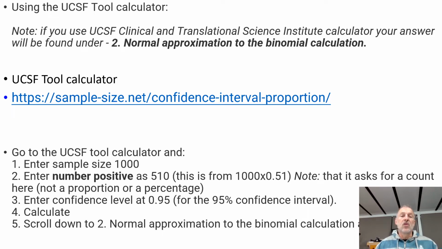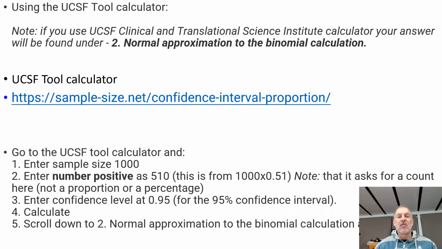So go to the UCSF tool calculator and enter sample size 1000. And then enter number positive as 510. This is from 1000 times 0.51. And note that it asks for a count here, not a proportion or a percentage. In other words, people, it's doing exactly the same thing that we already did with the previous app. So you can, at the end of the day, decide which one you prefer.